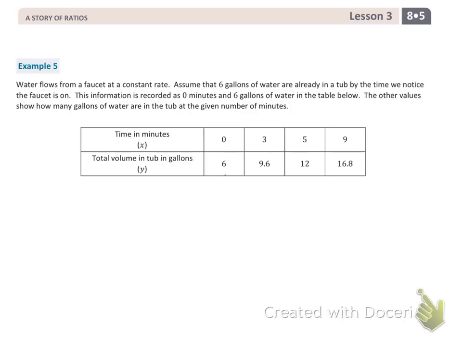Okay, so can you write a function rule that would reflect the constant rate of this faucet, which is going to be different from the other faucet, and that would express the function of the total volume in the tub as a function of time that the faucet is on.